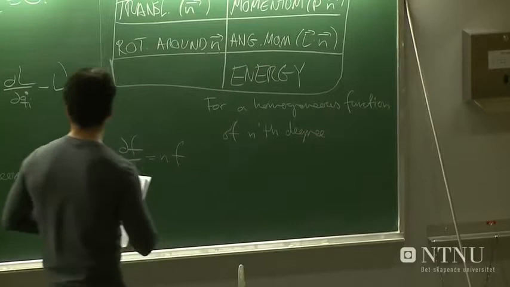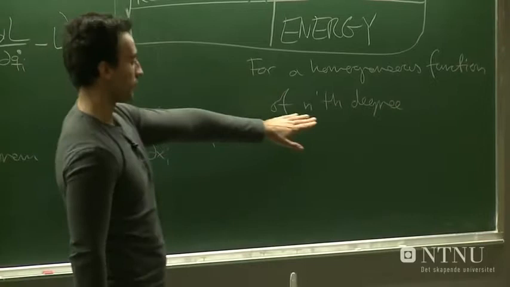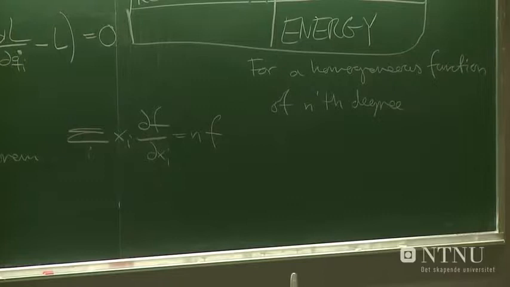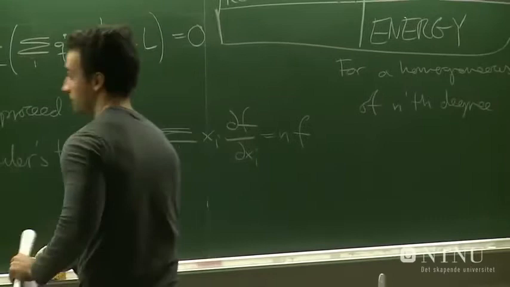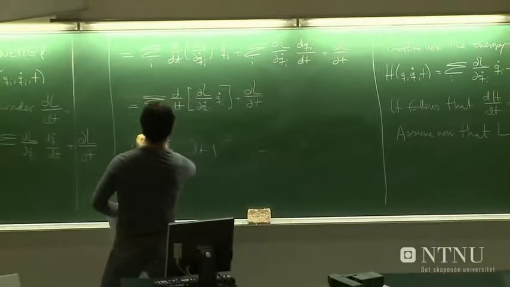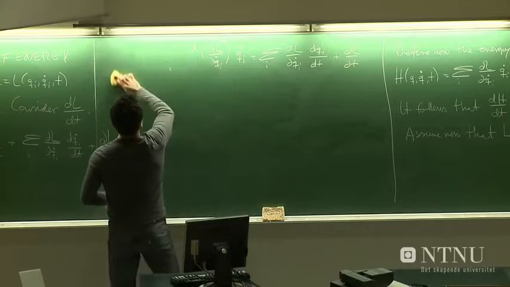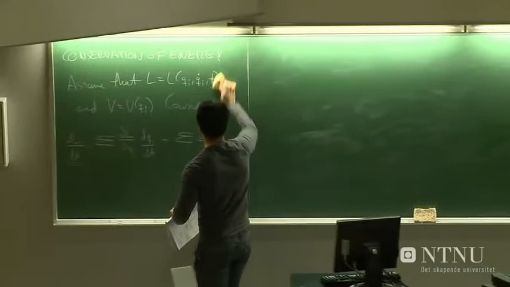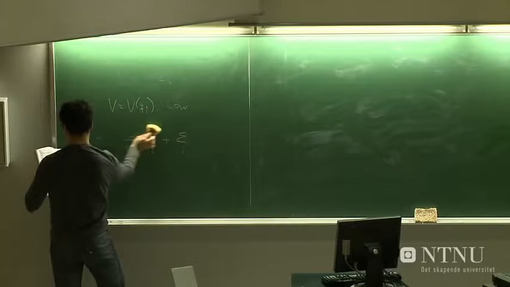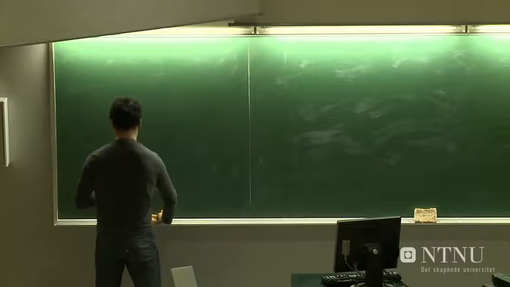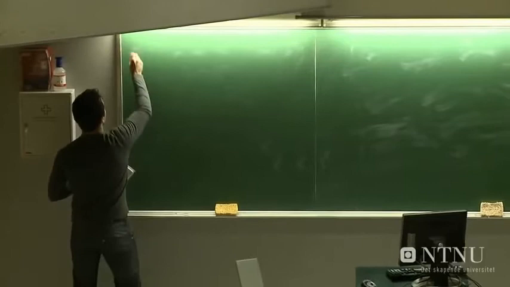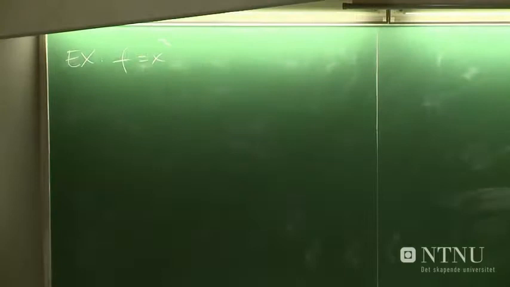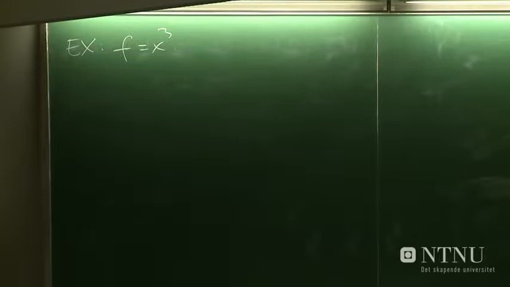The following relation holds true if f is a homogeneous function of the nth degree. And what do I mean by this? Well, let's just take a trivial example. Let's assume that f is x raised to the power of 3. So it's a homogeneous function of the third degree. Let's see if Euler's theorem holds.